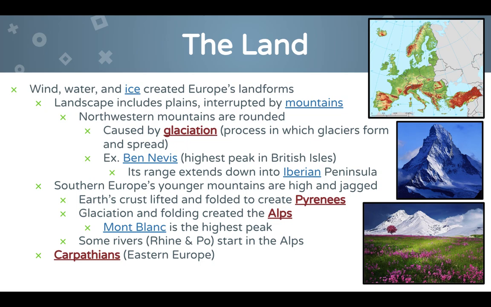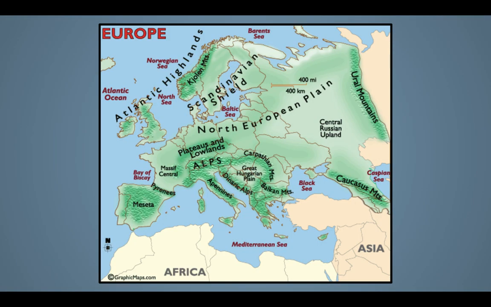And then you have the Carpathian Mountains, which are in Eastern Europe. This map here shows exactly where everything is. It's all labeled for you there. So like I said, more rounded type mountains in this area here, but much younger mountains, especially in the Alps. These are much more sharp and jagged mountains, and then there's the Carpathians there.